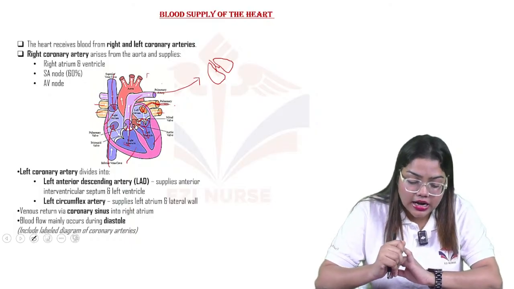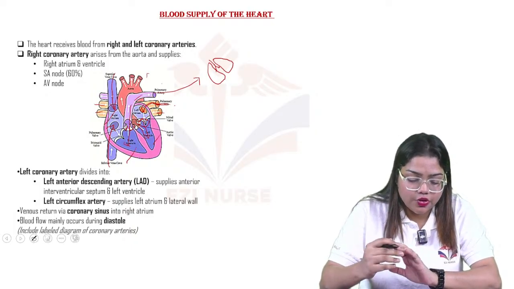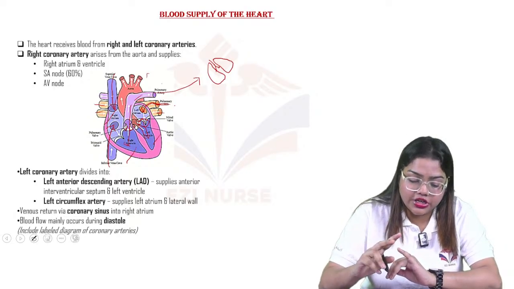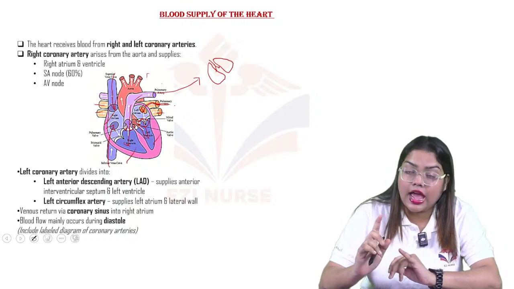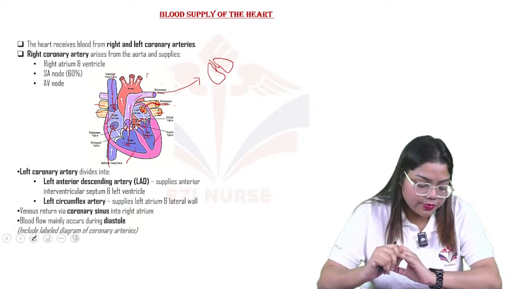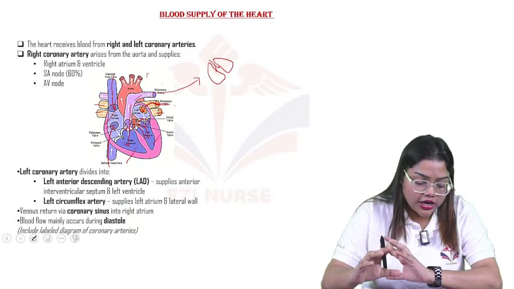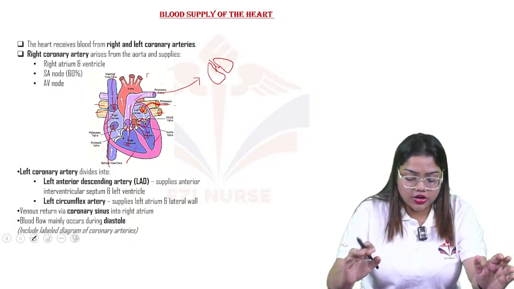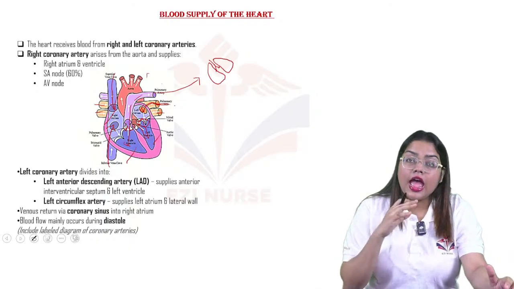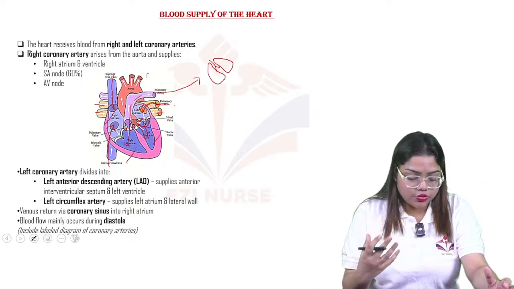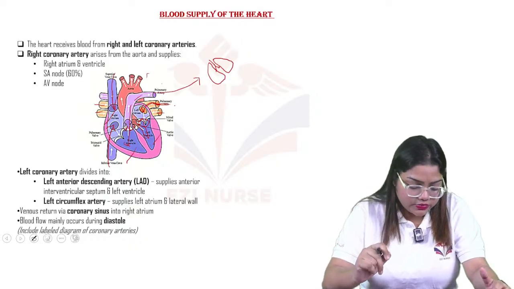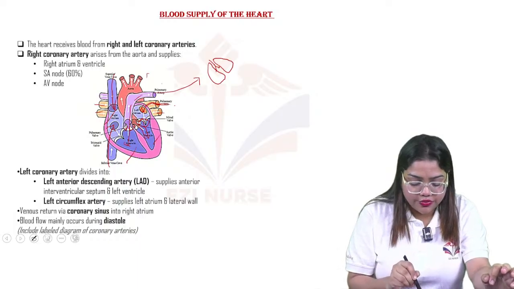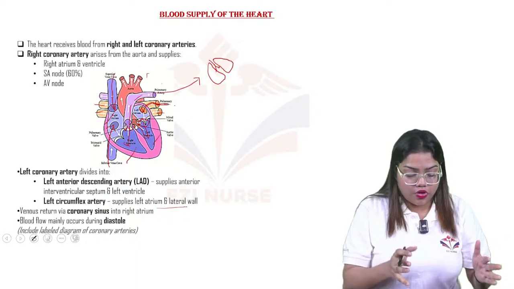So the right coronary artery arises from the aorta and supplies the right atrium and ventricles, the SA node in 60% of people, and the AV node. Then the left coronary artery divides into the left anterior descending artery, also called LAD, which supplies the anterior interventricular septum and the left ventricle. The left circumflex artery supplies the left atrium and the lateral wall.